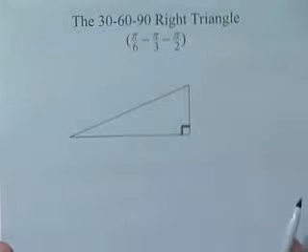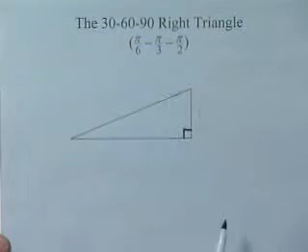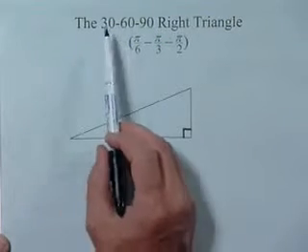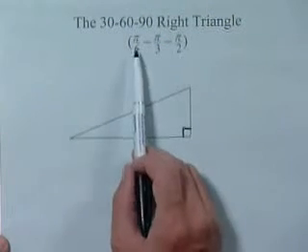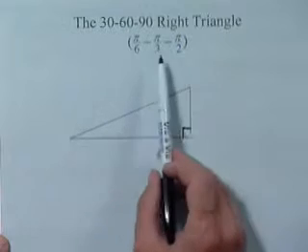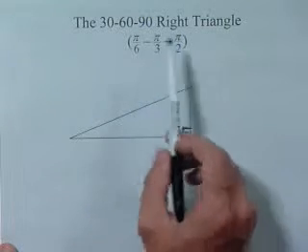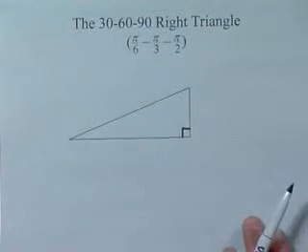Let's take a look at another special right triangle. I'm going to call this one the 30, 60, 90 right triangle. But again, I'm going to use radian measure. Remember, 30 degrees is the same thing as pi over 6. 60 degrees is the same thing as pi over 3. And 90 degrees is the same thing as pi over 2.